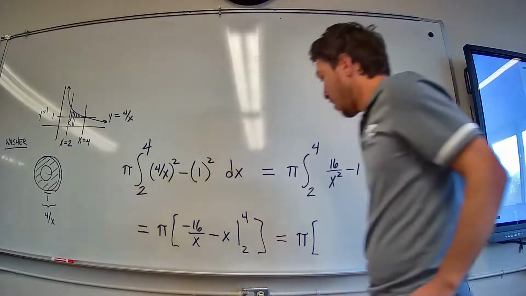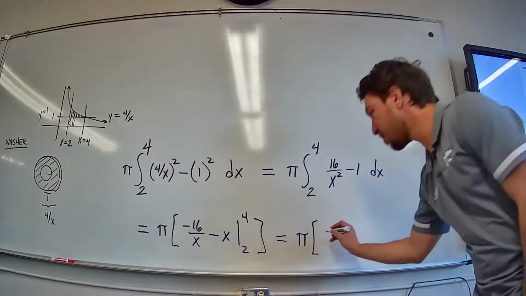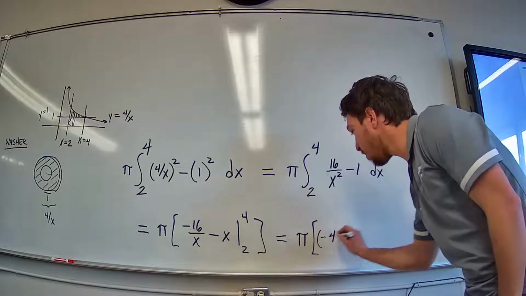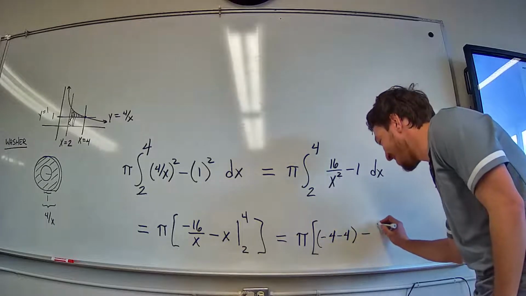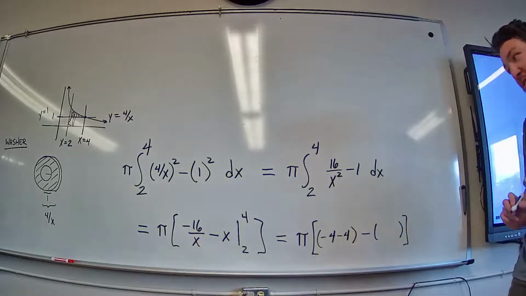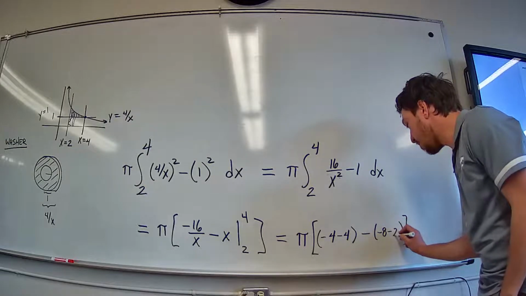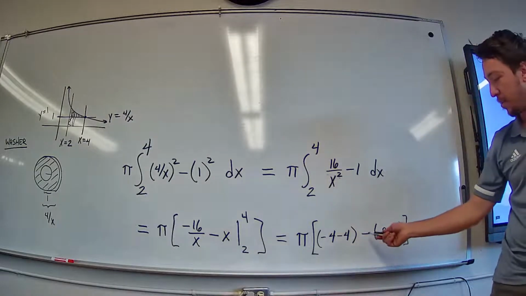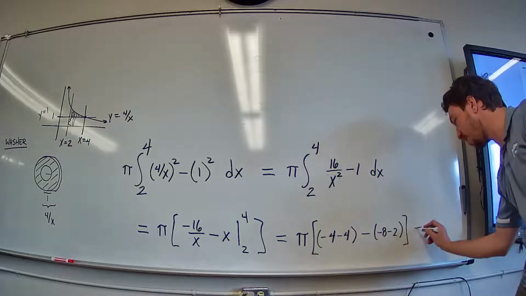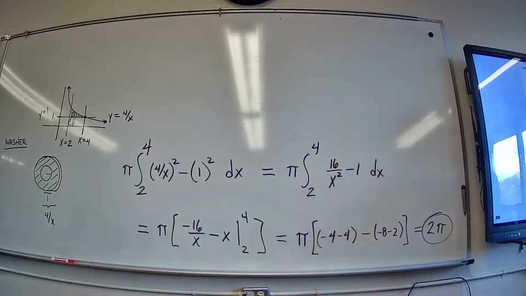So, plugging in 4 gets us negative 4 minus 4. Plugging in 2 gets us negative 8 minus 2. So this is going to be minus negative 10. So positive 10 minus 8 is 2. The answer's got to be 2 pi.